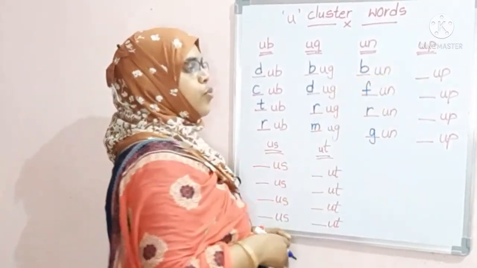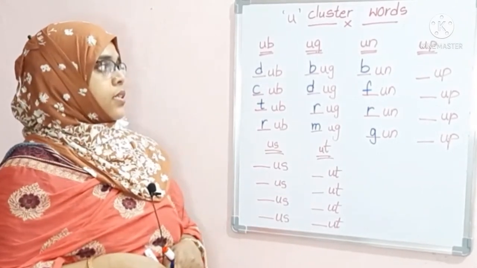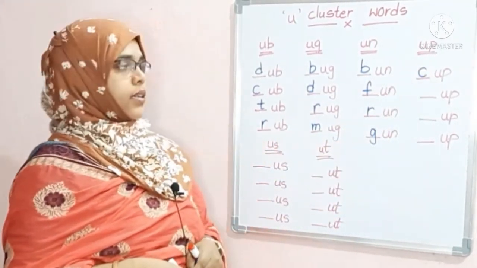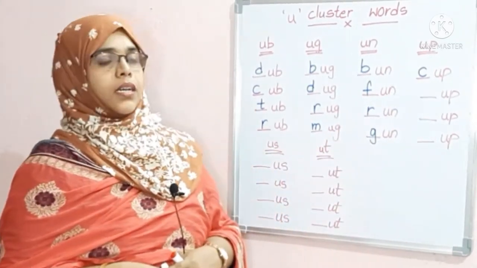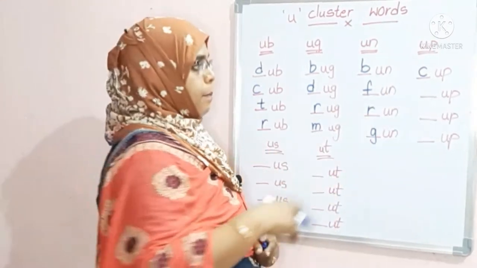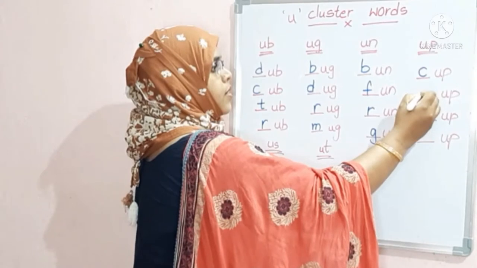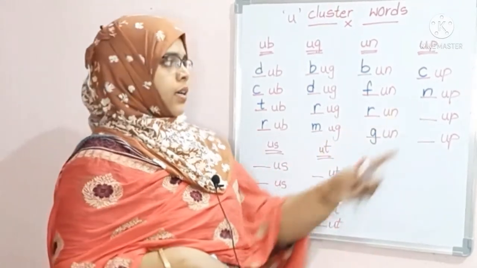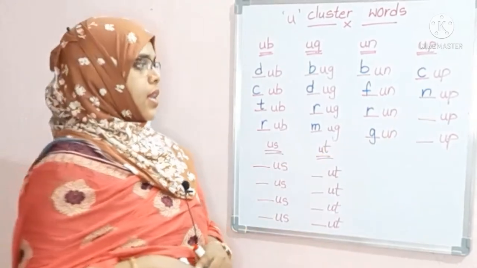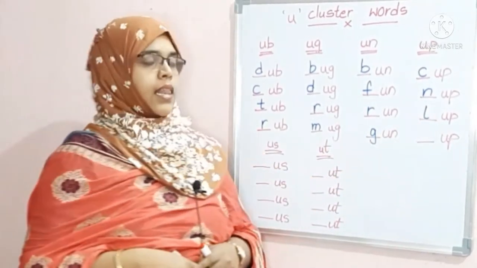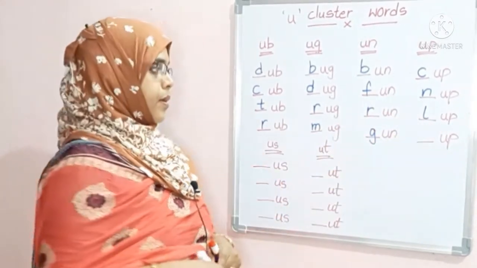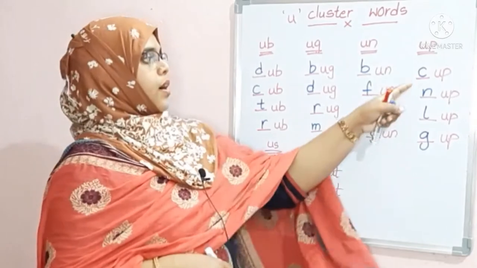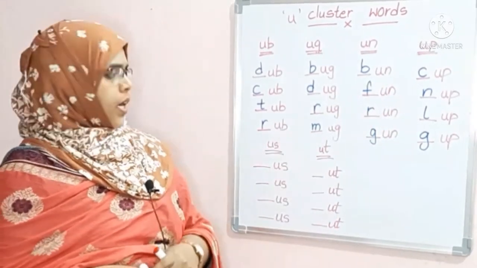Okay, now we have UP cluster. Which is the next cluster? UP. If you are adding letter C here, C UP becomes CUP. K UP becomes CUP. This is N, sound of N is N, N UP becomes NUP. This is L, L UP, LUP. G, G UP, GUP. CUP, NUP, LUP, GUP. Okay, UP will be UP.